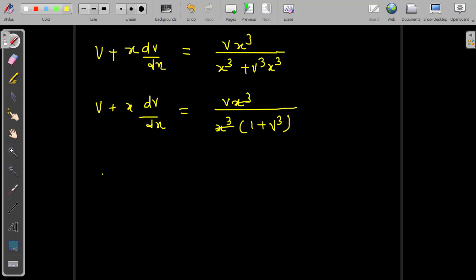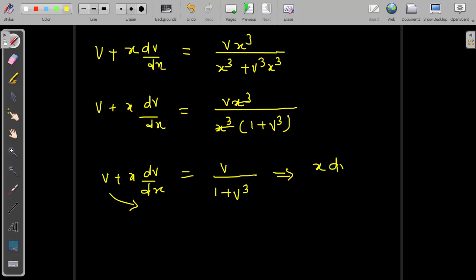The next step: v plus x times dv by dx equals v divided by 1 plus v to the power 3. This can be rewritten by taking this v to the right side. So x times dv by dx equals v times v divided by 1 plus v to the power 3, minus v. If you take this v to the right side, it becomes minus v.